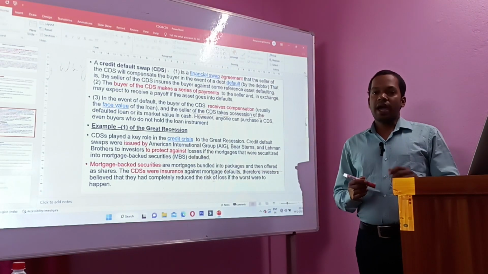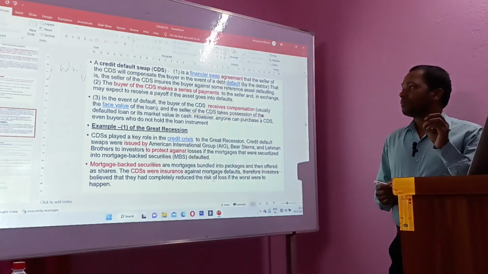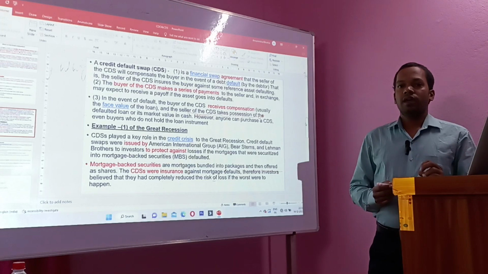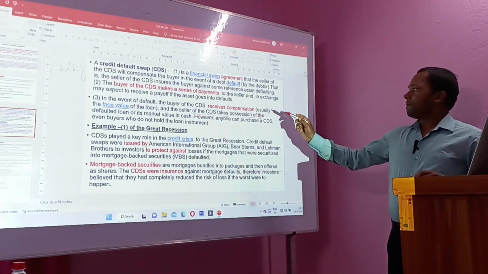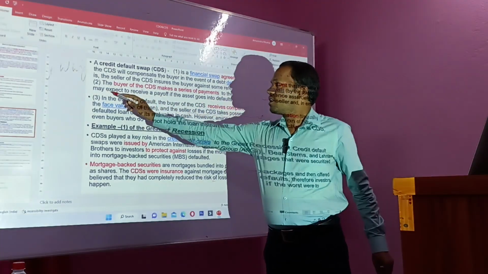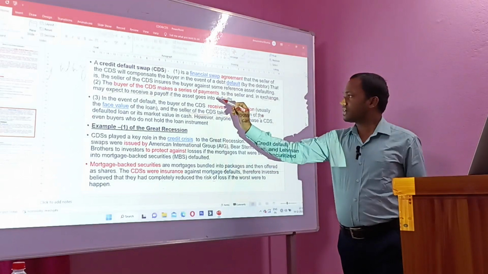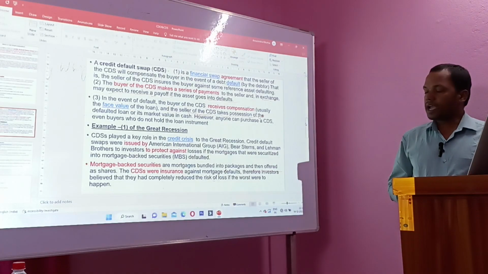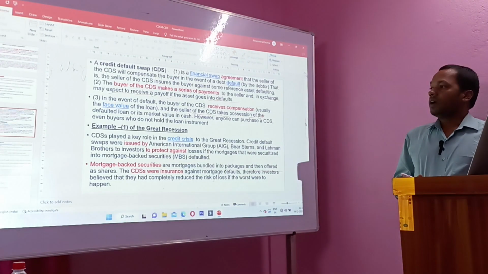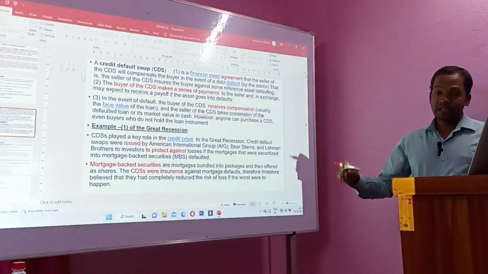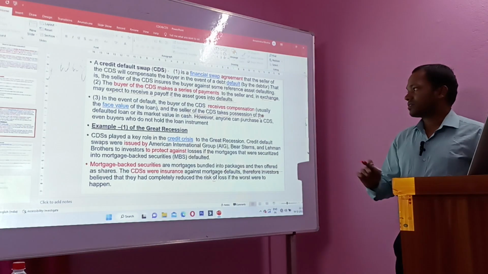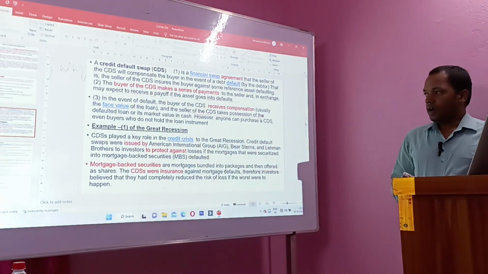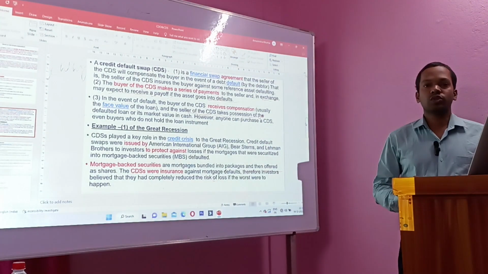For this, the buyer pays some charges to the CDS seller, meaning the insurance company. In exchange, the buyer expects to receive a payoff if the asset goes into default. In the event of a default, the buyer of the CDS receives compensation, usually the face value of the loan. But in case of default, the seller takes possession of the loan at its market value. An example of the CDS is the Great Recession of 2008.